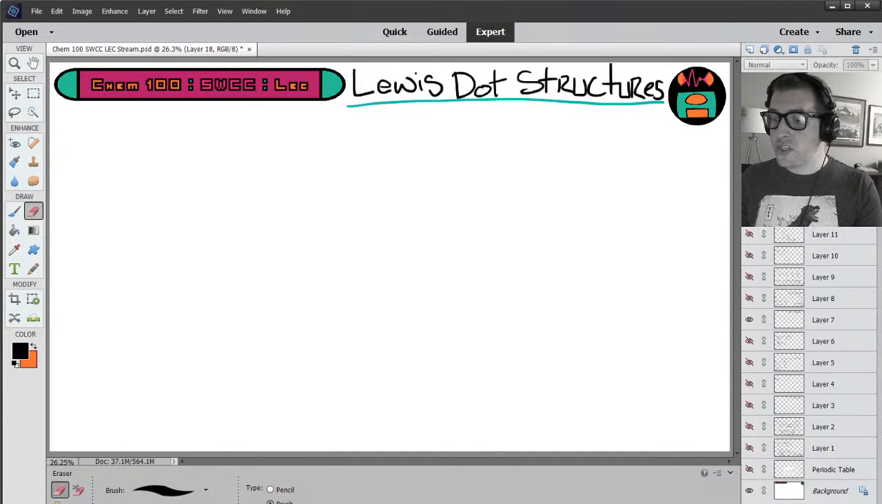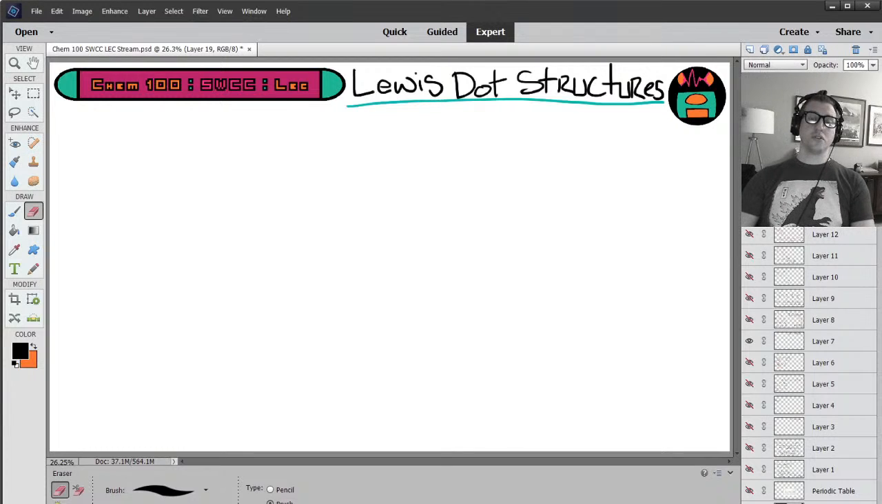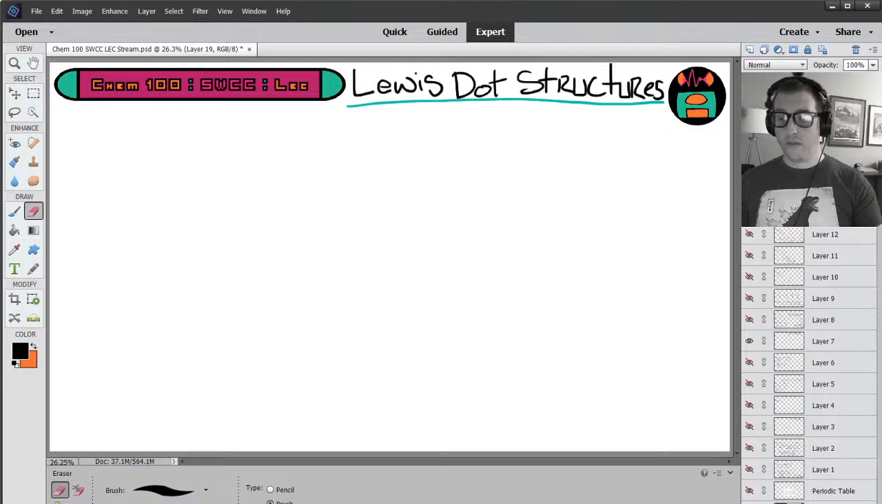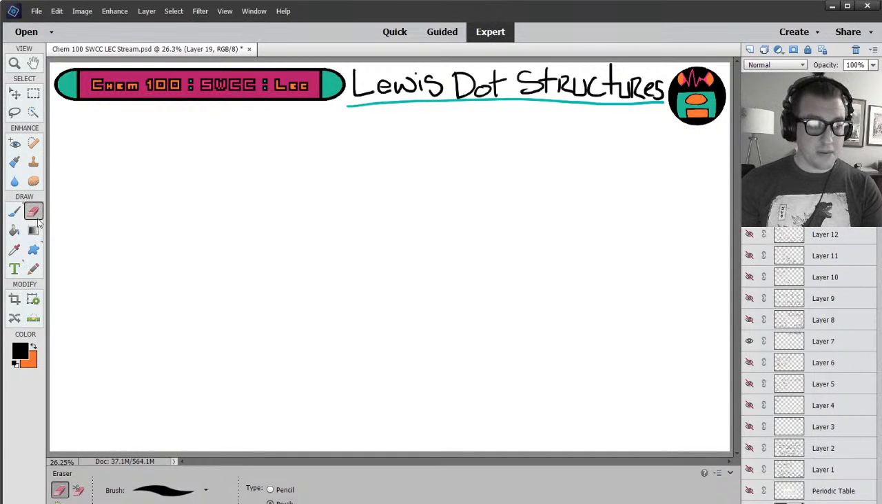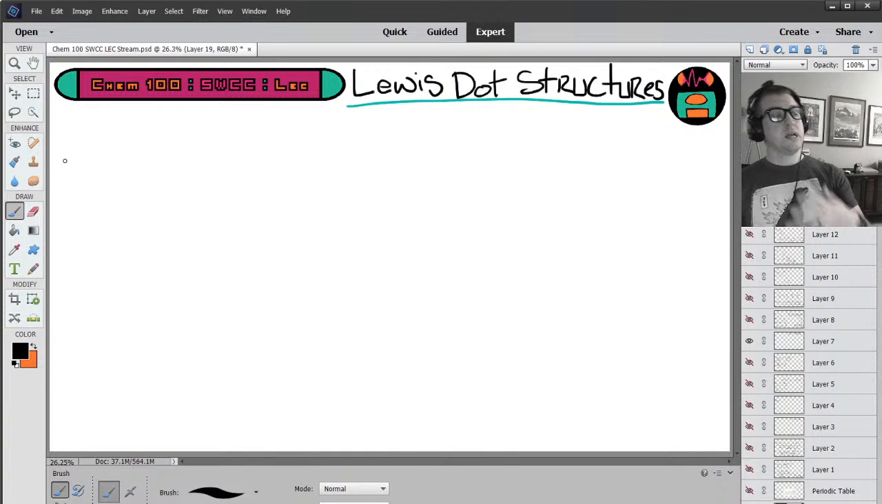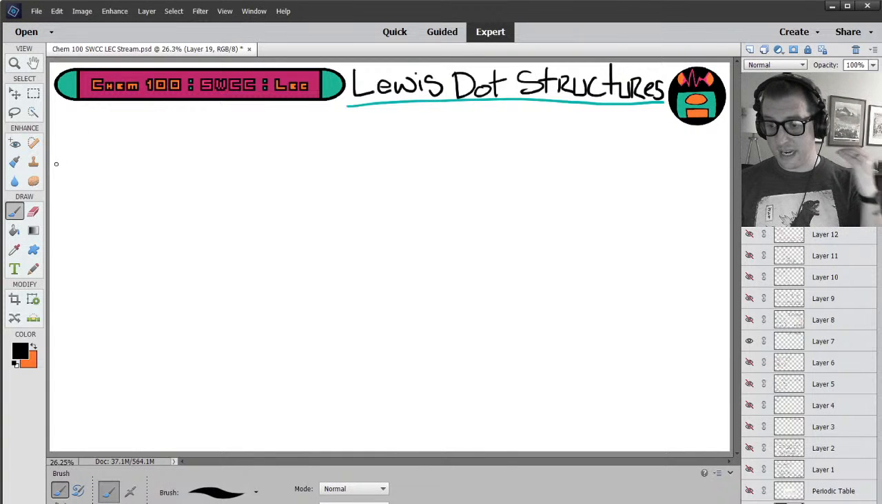All right, so what we're going to do right now is an introduction to drawing Lewis structures. This is not the only method of drawing Lewis structures, but this is the one that I think makes the most sense for this class. So this is how I'm going to do it from here on out. First, I'm going to write out the rules for drawing Lewis structures, and then we're going to go through them point by point.